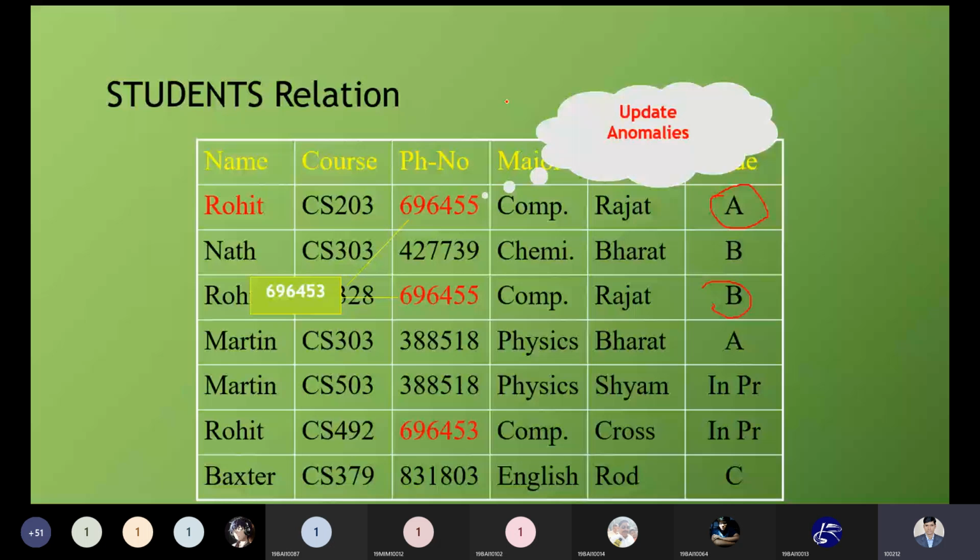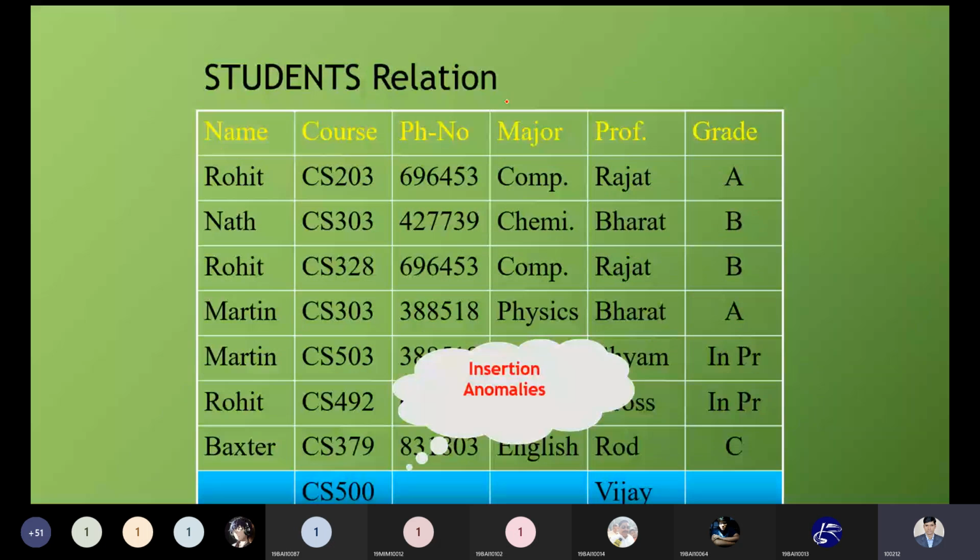If I talk about another anomaly, that is the insertion anomaly. Suppose I'm inserting a new record with the CS500 course ID, followed by the professor name, that is Bizay. If I'm trying to insert, there may be some chance that this record may already exist. So duplicacy is available in an easy way, and duplicacy is also welcomed in our relation without any problem. So this is the insertion anomaly.